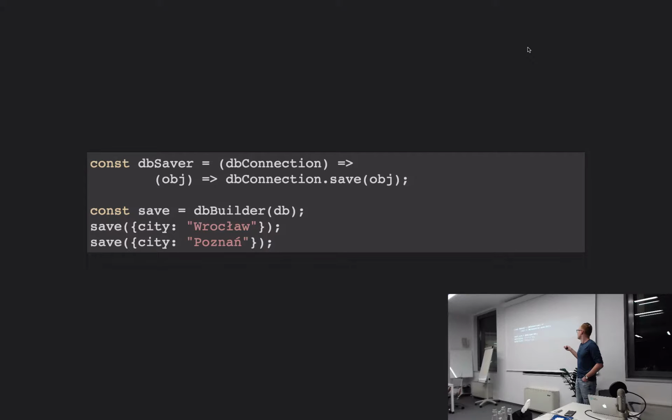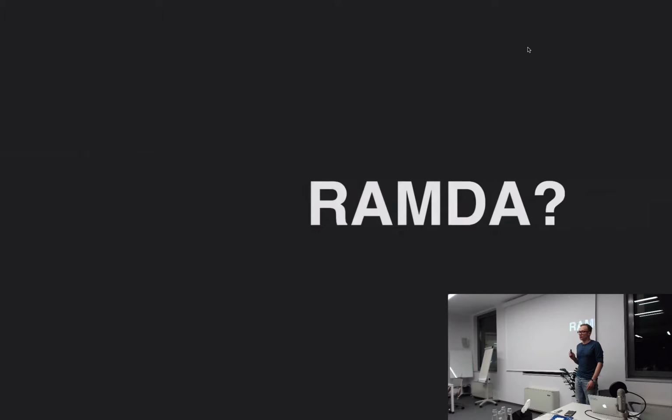It returns us an inner function with the argument already passed inside. And in the end, we can just use it to do some operations. So it's about composition of functions and about removing some redundant and duplicated code.